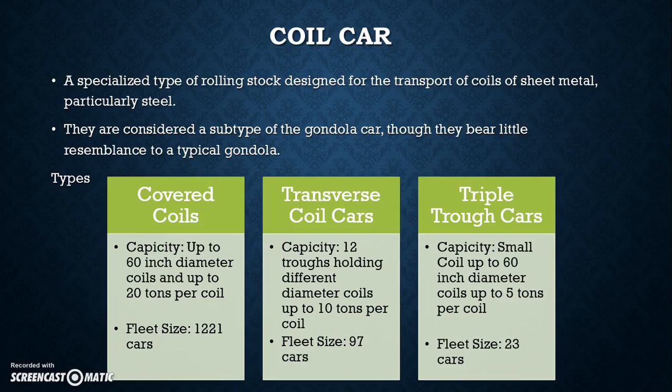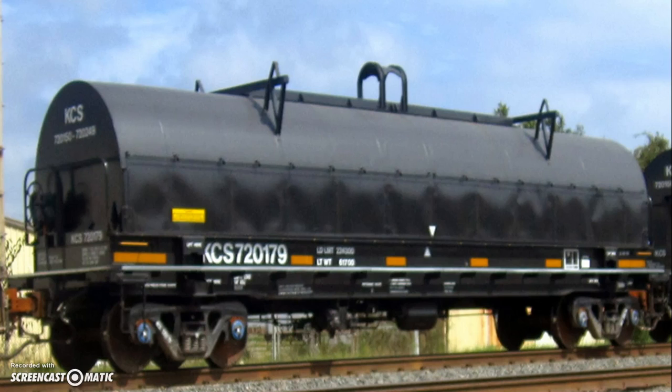Keel cars. Keel cars, also referred to as steel keel cars or keel steel cars, are a specialized type of rolling stock designed for the transport of rolls of sheet metal, particularly steel. They are considered a subtype of gondola car, though they bear little resemblance to typical gondola cars. As in the picture, you can see 3 different types of keel cars. Keel cars are used to carry rolls of flat steel sheet from the rolling mills to the manufacturing facilities that use them. Special cars are needed because steel coils are awkward, heavy, and must be kept out of the weather so they don't rust.